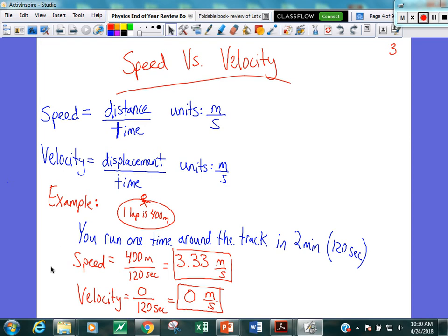Now let's contrast that to velocity. Velocity is equal to displacement over time. So because you came back to your starting position, you have 0 displacement, divided by the time. It still took you 120 seconds, but 0 divided by 120 is 0. So your velocity is 0 meters per second. Much different. Speed and velocity are very different, and hopefully that kind of helps illustrate that.